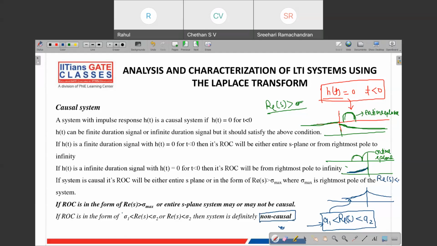So whenever we have a system where the ROC is in this form or in this form, the system will definitely be non-causal. Now in the rest of the cases, where it is the entire s plane, it can be causal or it cannot be, it depends. We need to check through the time domain signal, but in this case we cannot conclude. If it is the entire s plane, it may or may not be causal. Similarly, if the ROC is the right sided kind of ROC, it may or may not be, because a right sided ROC can be like this also.